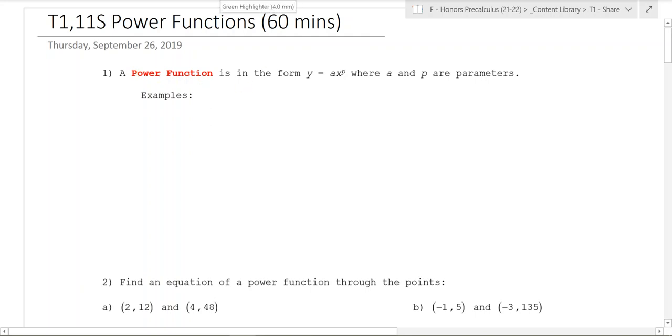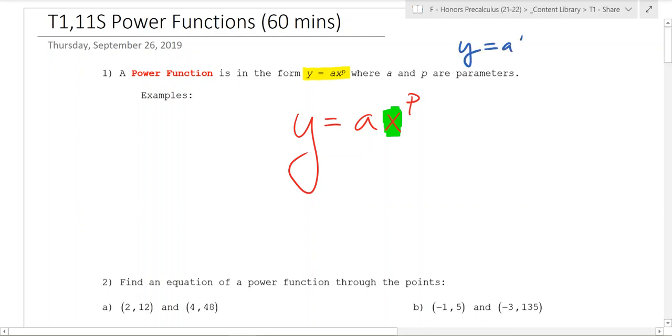A power function is a function of the form y equals ax to the p power. You need to make sure you understand that x now is in the base. Do not confuse this with exponential functions. Exponential functions are y equals ab to the x, where x is in the power. That is not what we're dealing with here. We're now dealing with power functions.